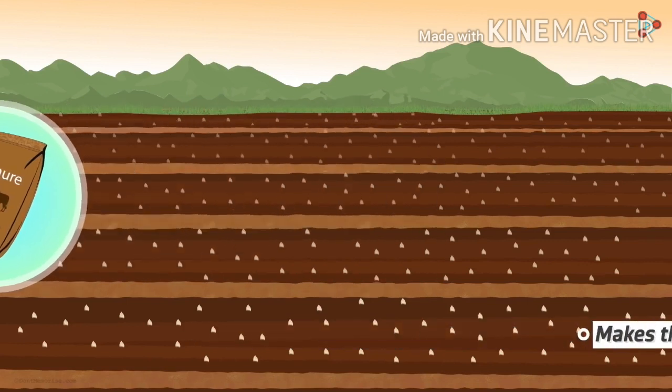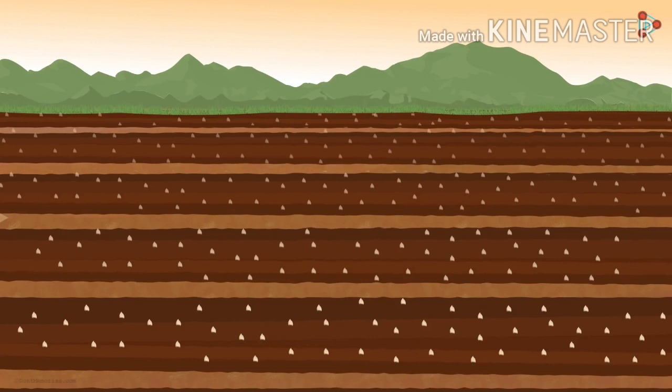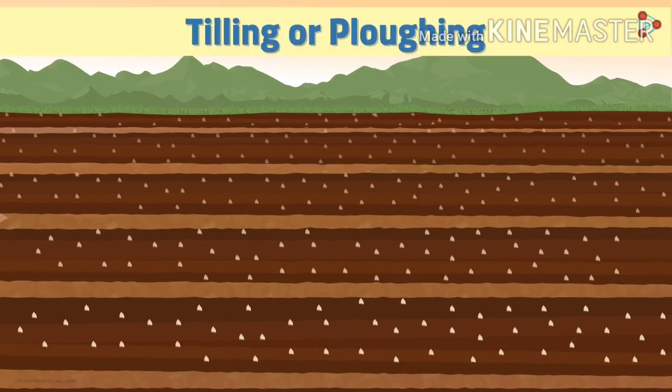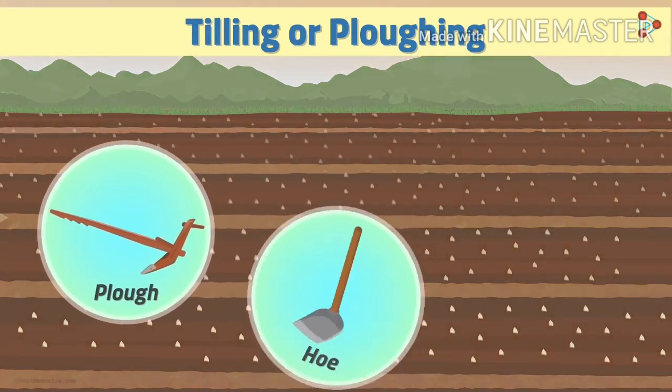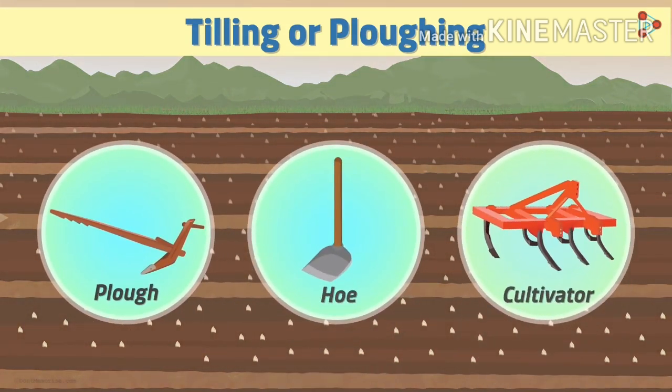Now let us look closely at the equipments that aid the process of tilling or ploughing the land. There are mainly three types of equipments used in the first stage of agriculture. A plough, hoe, and a cultivator are the three major ones. Do you know how any of these work or how they look? Don't worry in case you haven't. We will study each of them in detail in our next video.